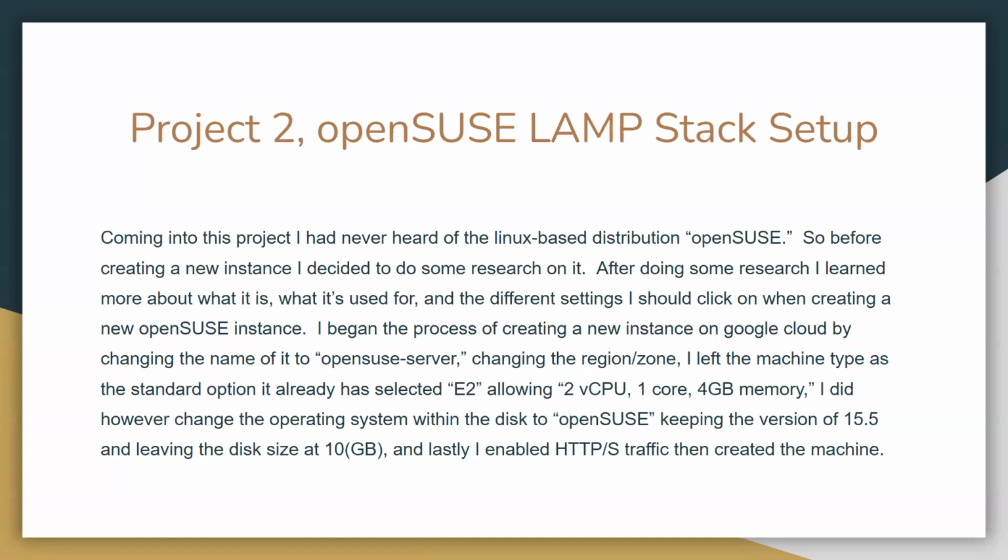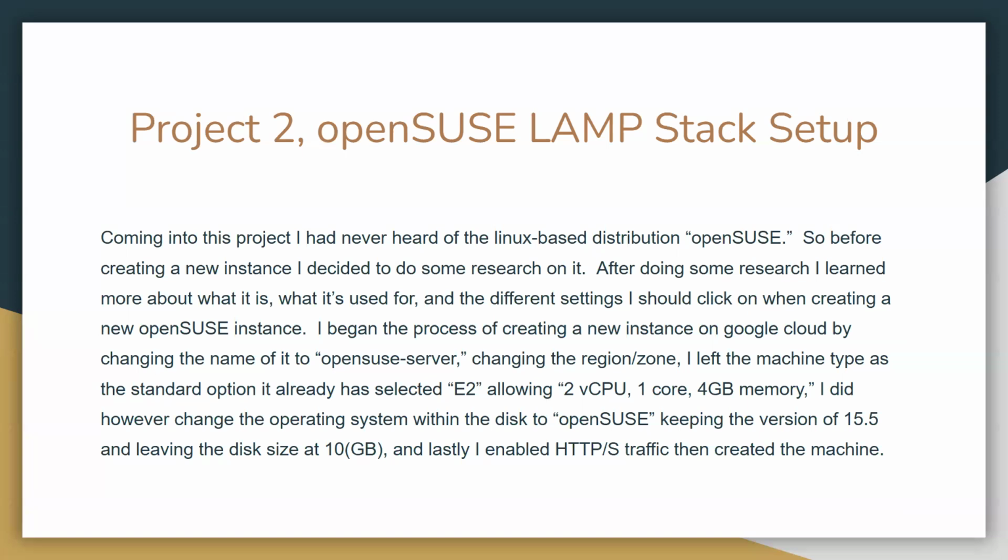I began the process of creating a new instance on Google Cloud by changing the name of it to OpenSUSE-server, changing the region/zone. I think I put it on Ohio because that was the closest one. And then I left the machine type as a standard option. It already has selected E2, allowing 2 CPUs, 1 core, and 4 gigabytes of memory, aka RAM.